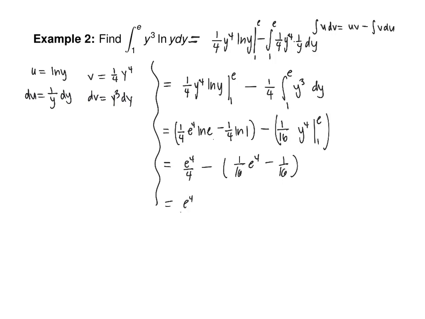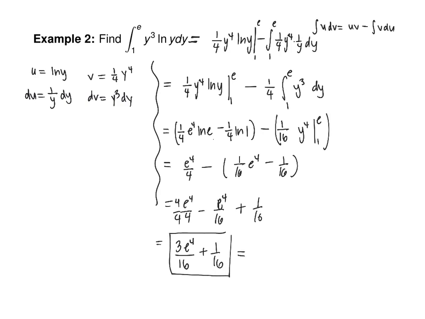So that's e to the 4th over 4 minus 1/16 e to the 4th plus 1/16, because that negative distributes. And we can combine those first two terms, so get a common denominator, 4 over 4, and that's 3e to the 4th over 16 plus 1/16. I wouldn't make you combine like terms, so there's one acceptable answer. Also totally fine to say 1/16 times (3e to the 4th plus 1), or totally fine to say (3e to the 4th plus 1) over 16. That's also fine.